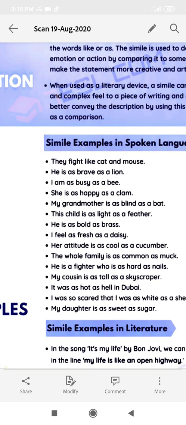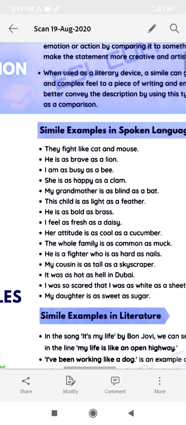Okay, now next example. She is as happy as a clam. So she is compared with clam. And for comparison, which word is used? The word as is used. So it is simile figure of speech.